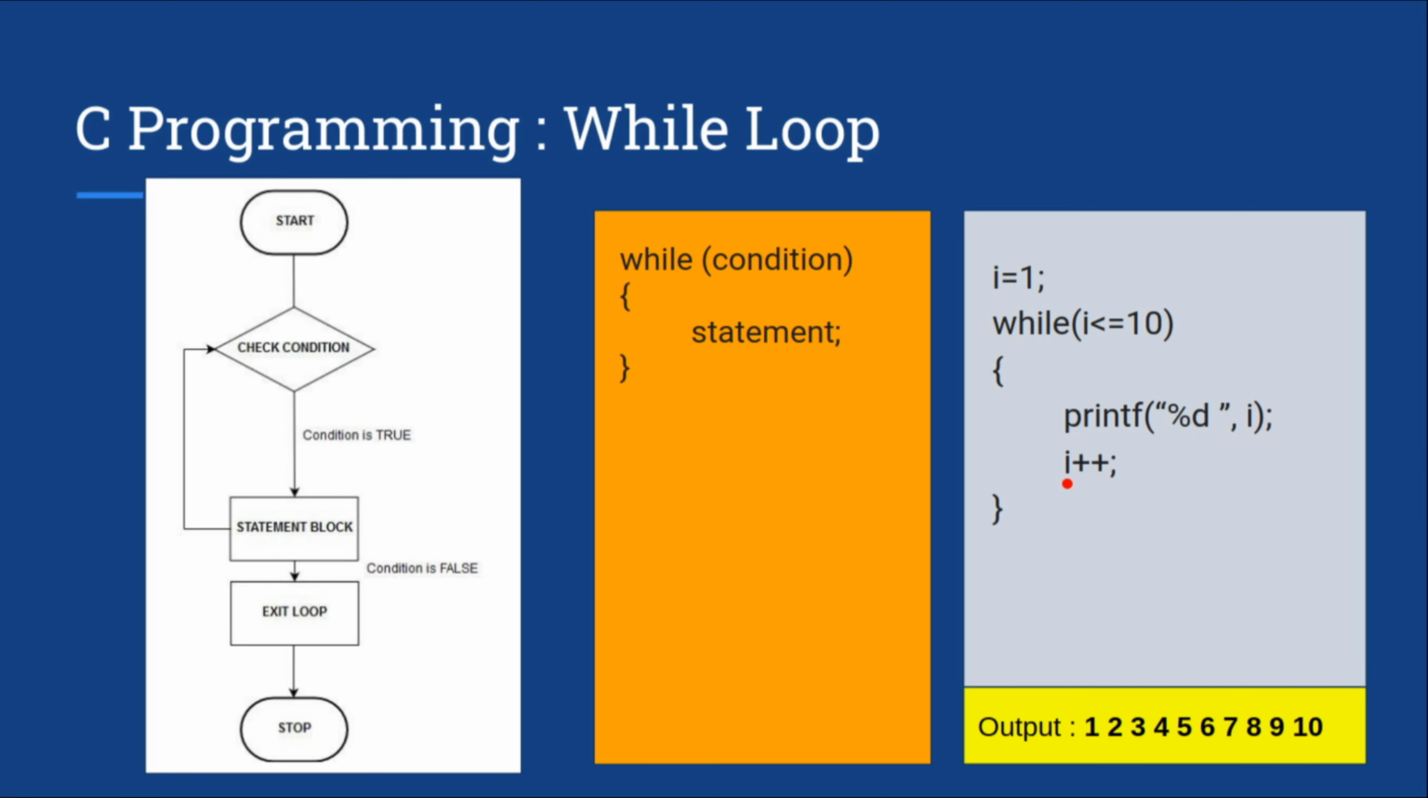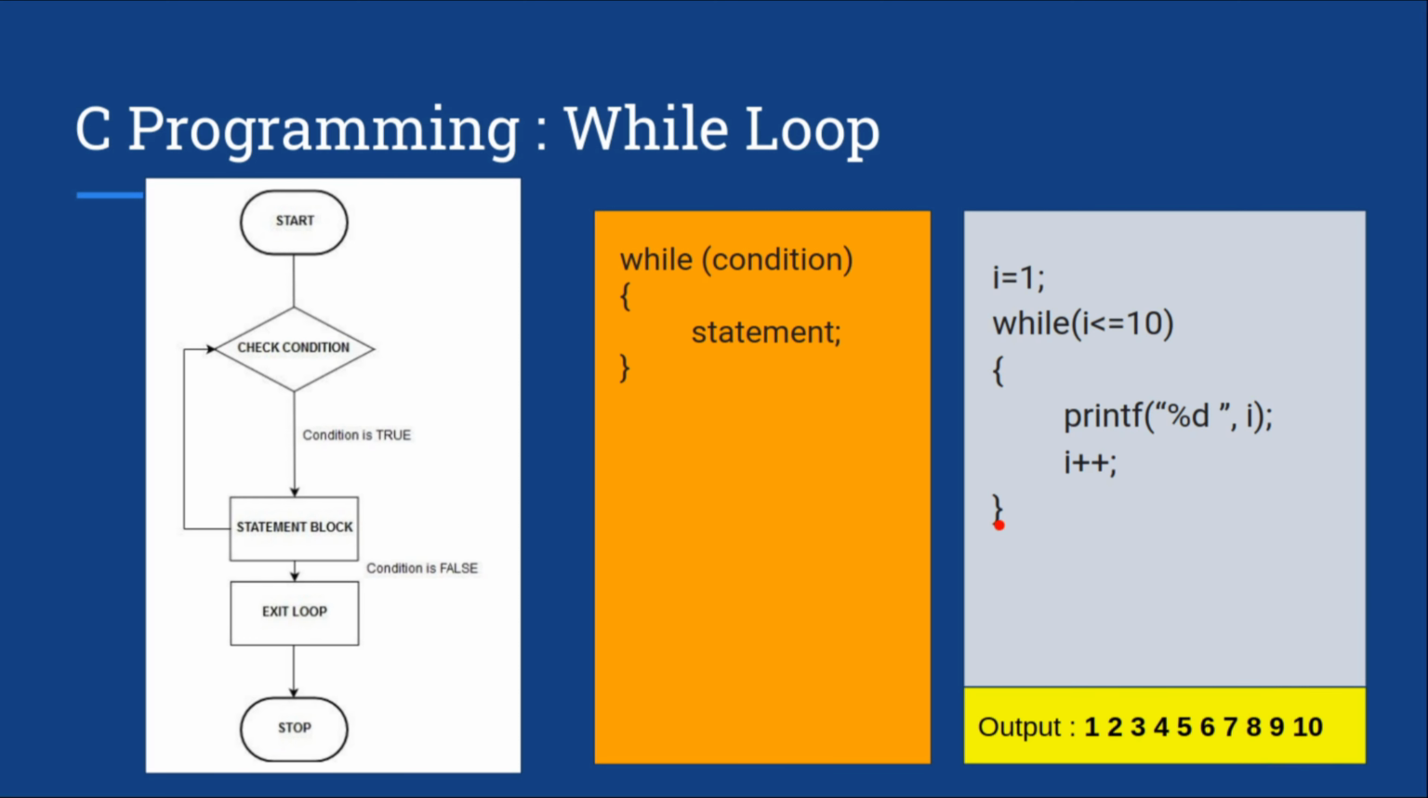And now we need to be careful here that i becomes 11 here. And when we go back to the condition, now 11 is less than or equal to 10, no, it's false now, so it will go out of the loop and we will see this kind of output 1 2 3 4 5 6 7 8 9 10.